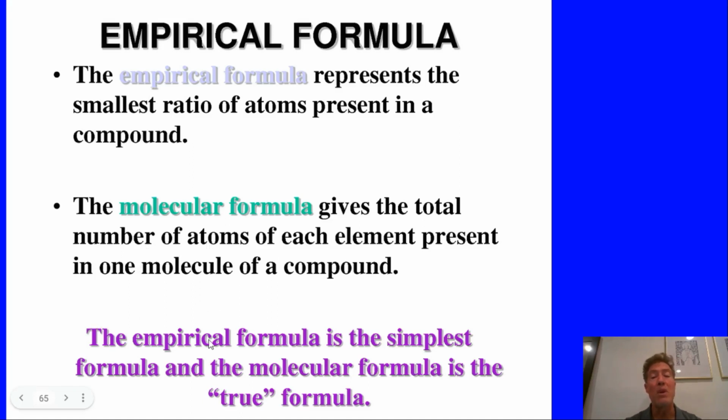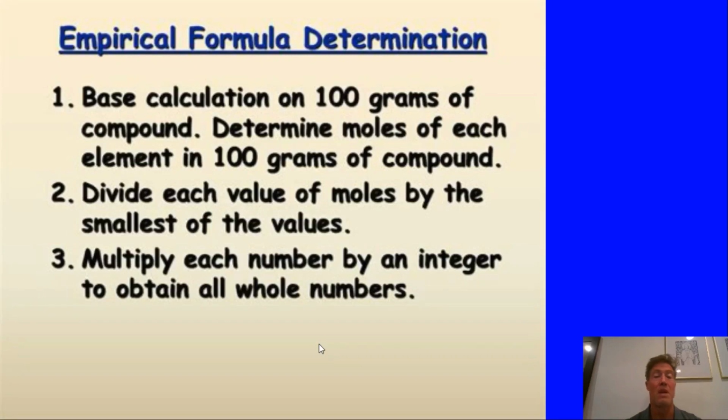Another way to think of it is the empirical formula is the simplest formula, and the molecular formula is the true formula. This is how the molecules form in the real world, in the natural world. The empirical formula is just the lowest whole number ratio of those elements to each other. So how do we determine the empirical formula?